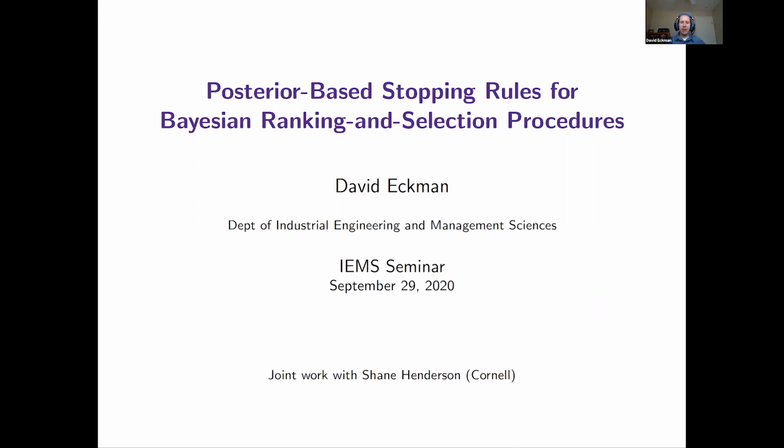I'll be talking about joint work with Shane Henderson, who was my advisor at Cornell, and the title here is Posterior-Based Stopping Rules for Bayesian Ranking and Selection Procedures. I think it's probably a good idea if there are questions along the way to ask them, and I'll hopefully explain anything that's unclear.